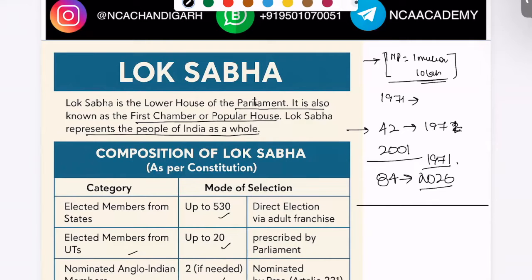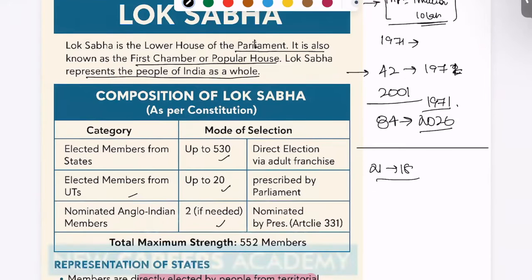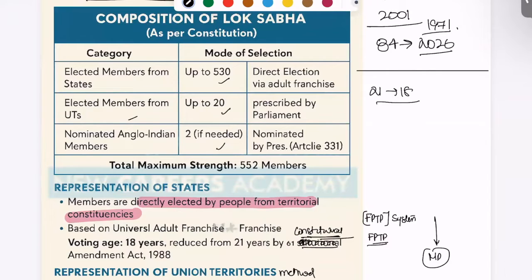Now, is it clear? Secondly, what was the earlier voting age? 21. It was changed to 18. By which constitutional amendment? We are talking about the 61st constitutional amendment, which was introduced in the year 1988.